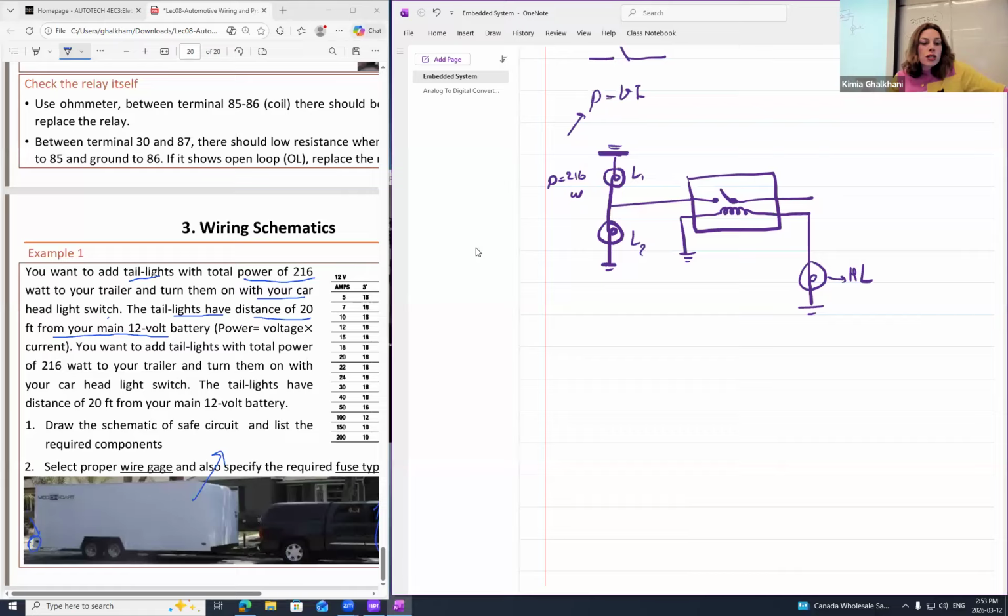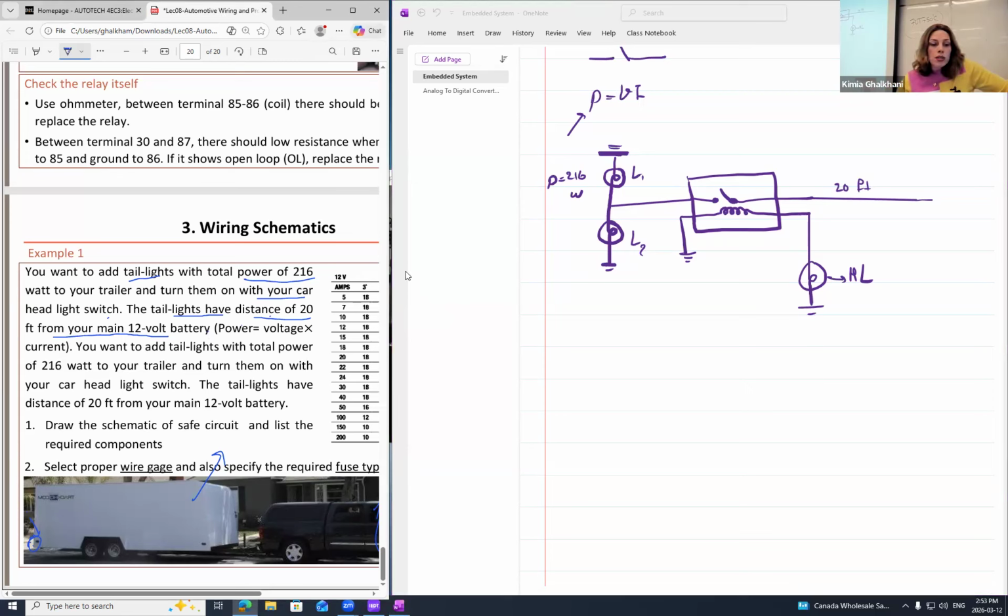Then the question is asking, consider the distance. And this is the wire, which is considered the distance, means this one. So I'm going to consider this one to be 20 feet from the question. And then, of course, I need this to go to a fuse. So it says your distance is 20 feet from the main 12-volt battery, from the source.